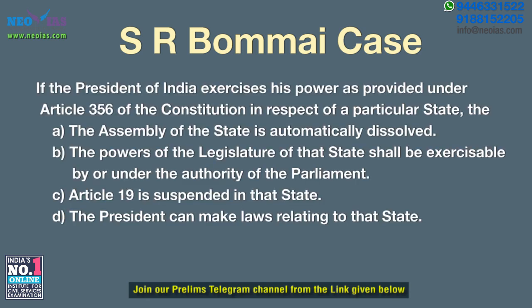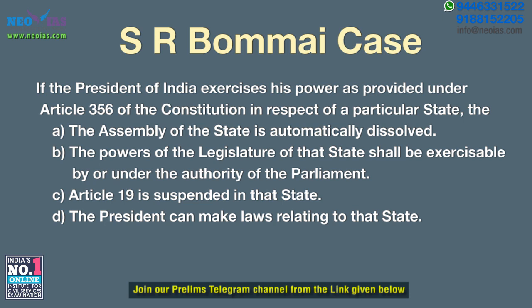Now, let's have a look at a previous question related to this topic. It was asked in 2018. You can see the question here. If the President of India exercises his power as provided under Article 356 of the Constitution in respect of a particular state, then option A, the Assembly of the state is automatically dissolved. Option B, the powers of the legislature of that state shall be exercisable by or under the authority of the Parliament. Option C, Article 19 is suspended in that state. And option D, the President can make laws relating to that state.